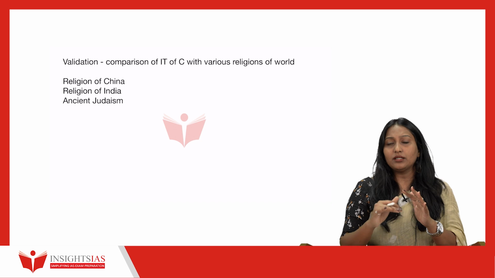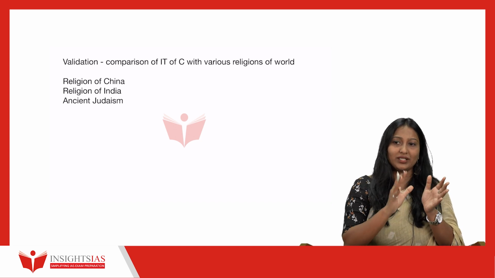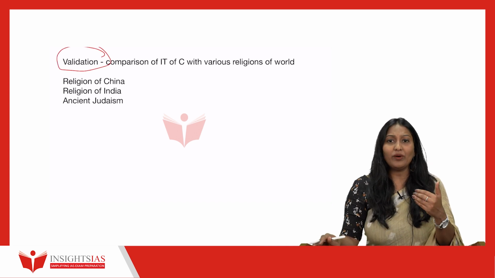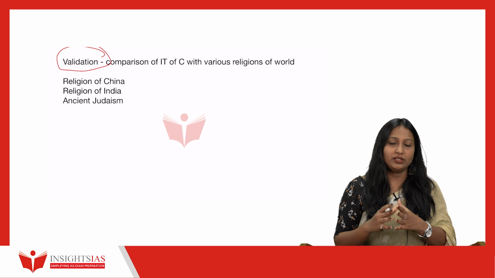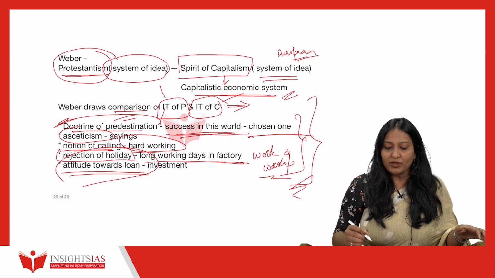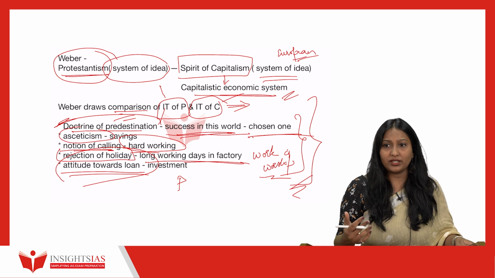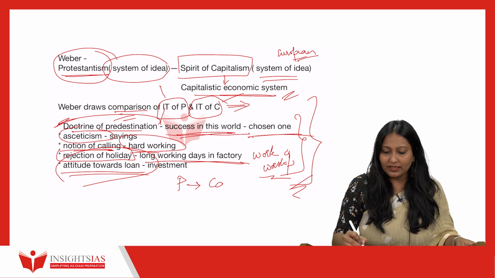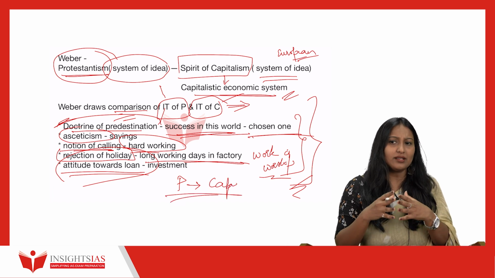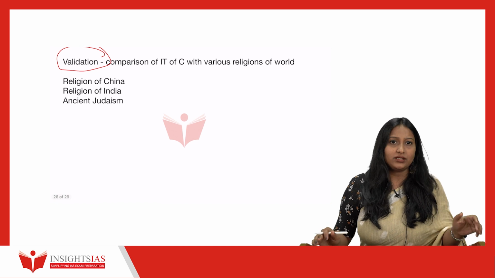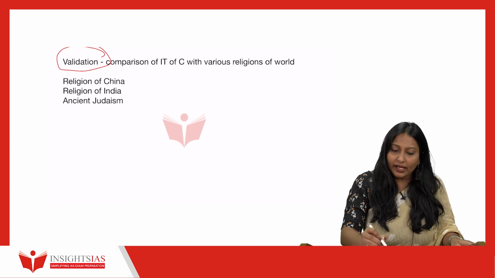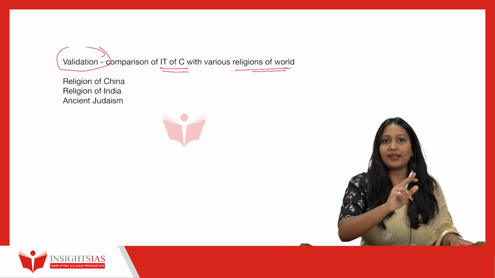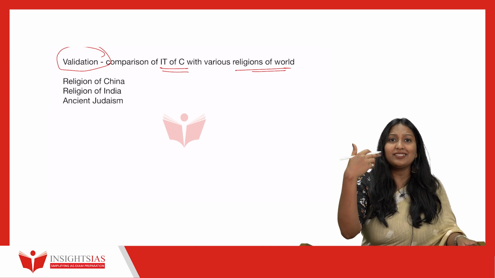So what he does after comparing Protestantism and the ideal type of capitalism, he wanted to validate his study. Okay, he draws a conclusion. He draws a cause and effect that yes, the ethics of Protestantism, the lifestyle of Protestantism, led to the emergence of capitalism in European society. So he makes a conclusion. In order to validate this conclusion, he will compare the ideal type of capitalism with that of the various religions of the world.